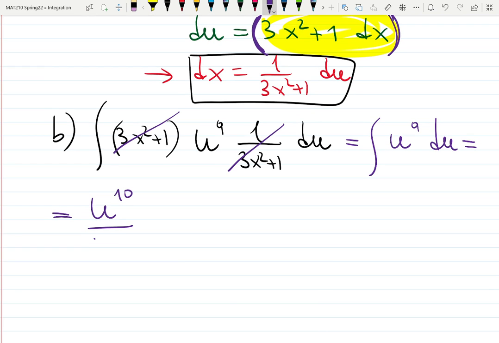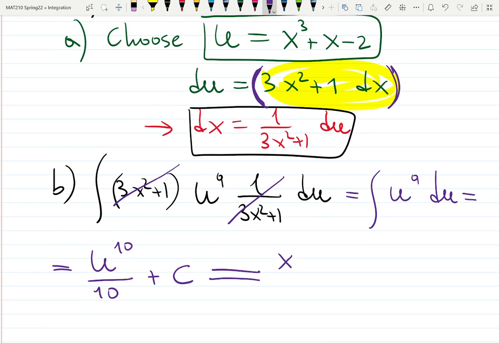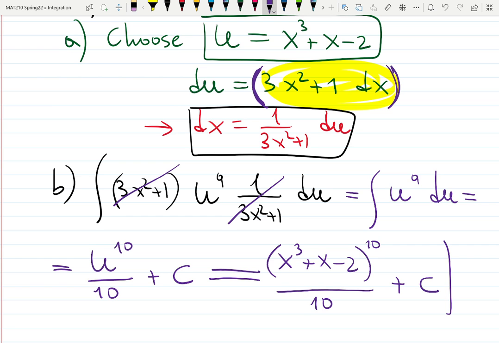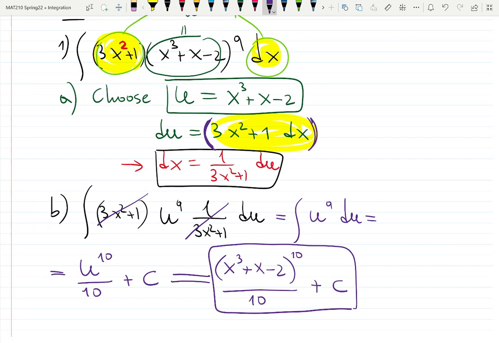u to the 10 over 10 plus c. But nobody knows what u is. Don't forget to go back. It's going to be x cubed plus x minus 2 to the 10 over 10 plus c. Leave it alone like this. This is a perfectly solved problem with U-substitution. What do you think about that? This one was an indefinite integral, so let's also do a definite integral to make sure you remember how to do these.